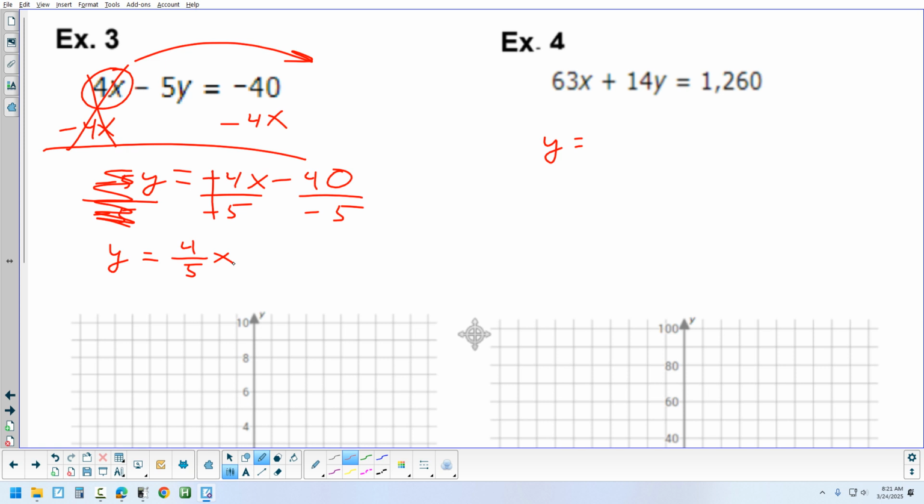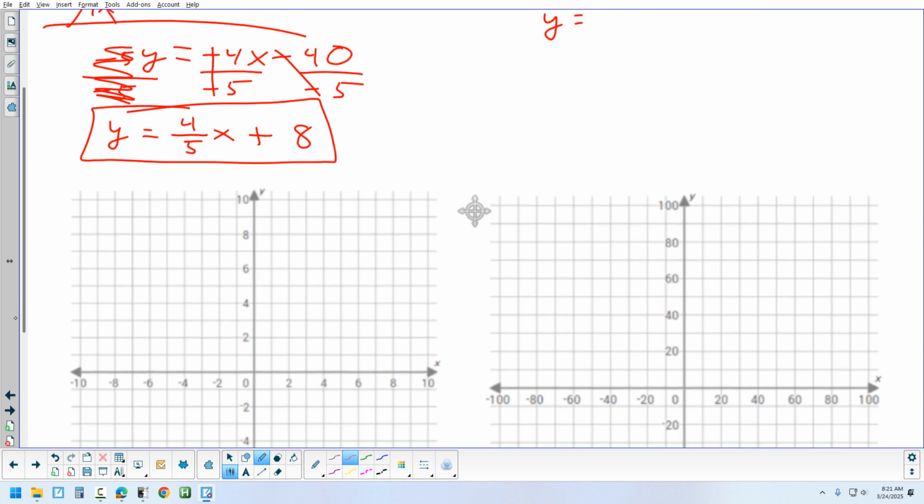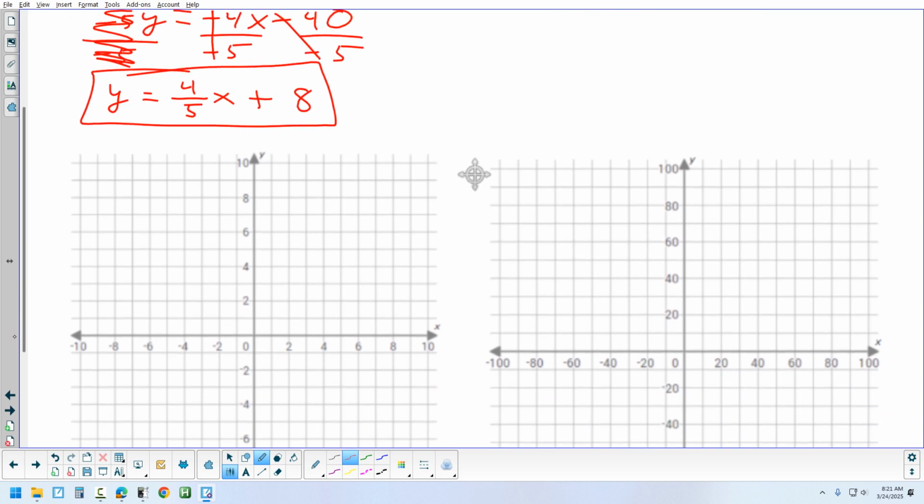Okay. Same thing's going to happen here. Negative divided by negative, those cancel, and we get a positive. And now, Derek, what's 40 divided by 5? 8. Perfect. That's the equation that I want to draw now. Okay, so my y-intercept in that one is 8.